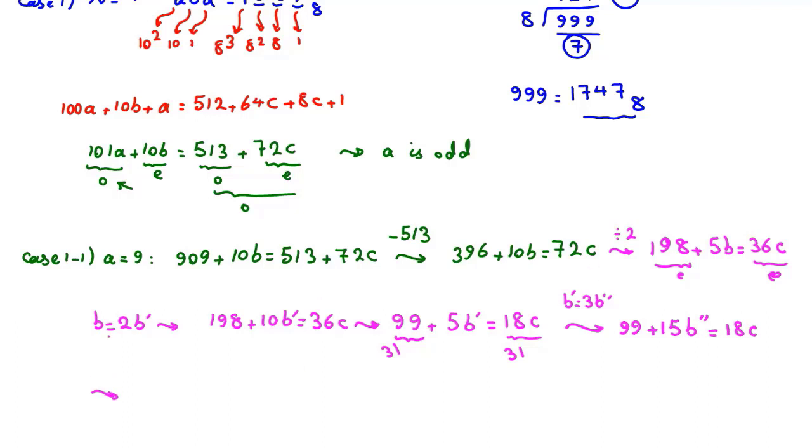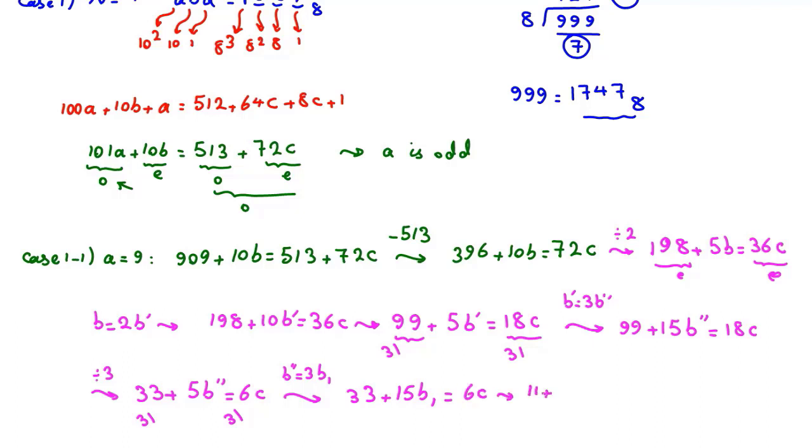Also, you could at first say b equals 6 times something. You could do that also. If we divide by 3, 33 plus 5b double prime equals 6c. Again, we can say b double prime is 3 times, for example, b1, because 3 divides this, 3 divides this, so one term is left, so 3 divides also b double prime. So 33 plus 15b1 equals 6c. So 11 plus 5b1 equals 2c.